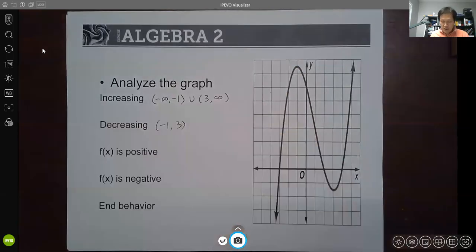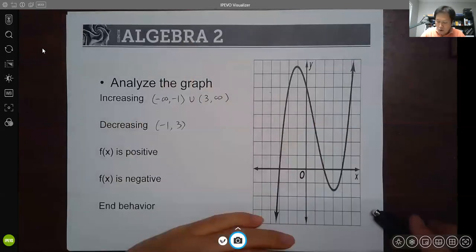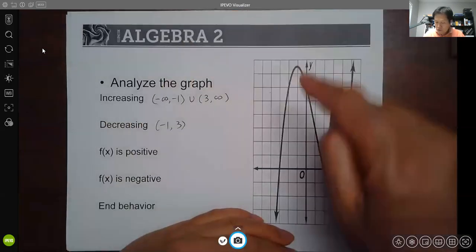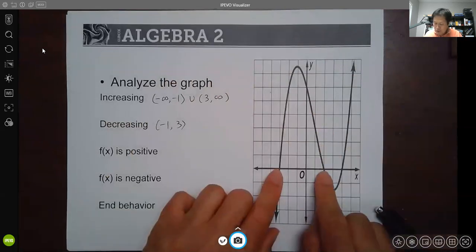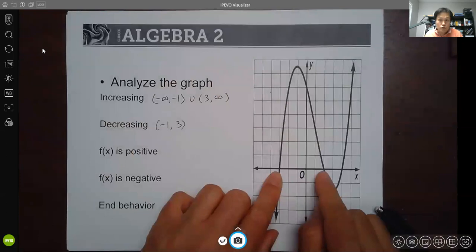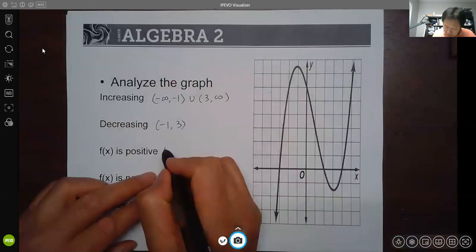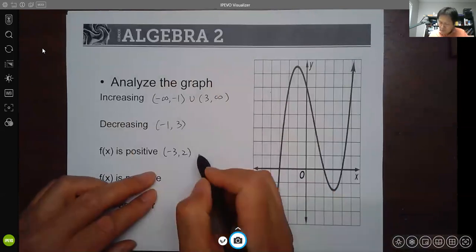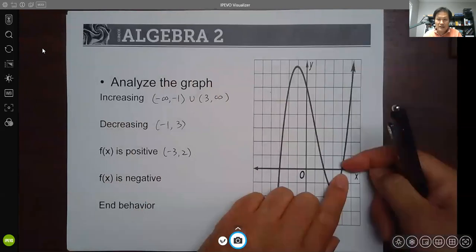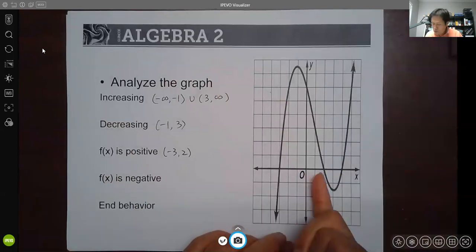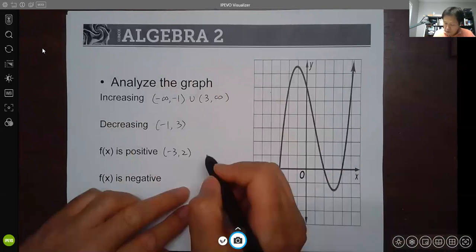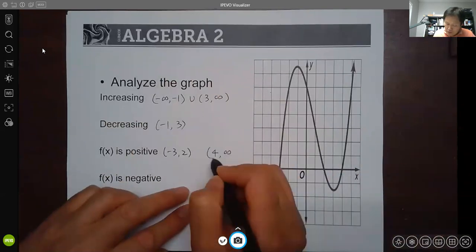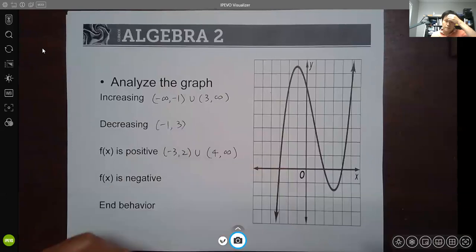Increasing, decreasing. Positive. Positive means which portion of the graph is above the x-axis. Here to here, x value to x value, minus 3 to 2. Well, this portion is above the axis too. So x value is 1, 2, 3, 4. 4 through positive infinity is positive.